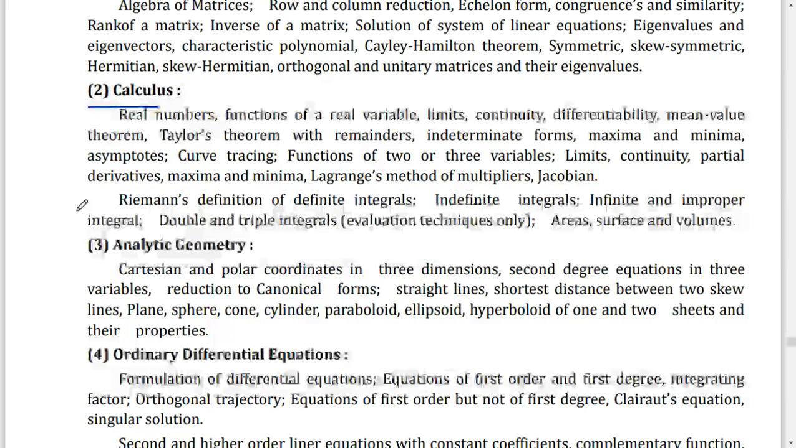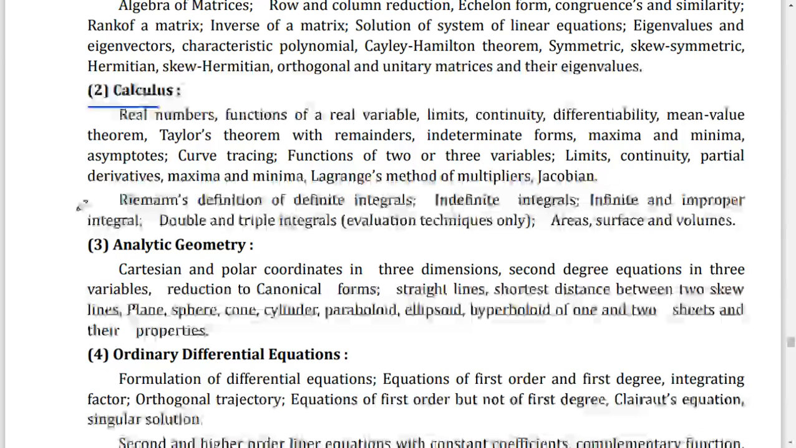Asymptotes, curve tracing, functions of two or three variables: limits, continuity, partial derivatives, maxima and minima, Lagrange method of multipliers, Jacobian.